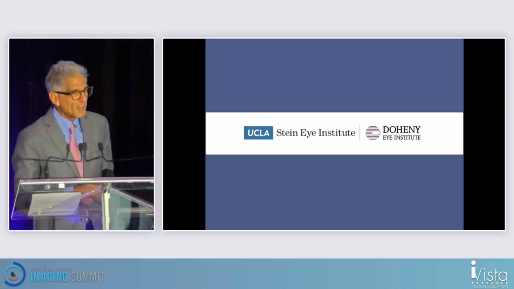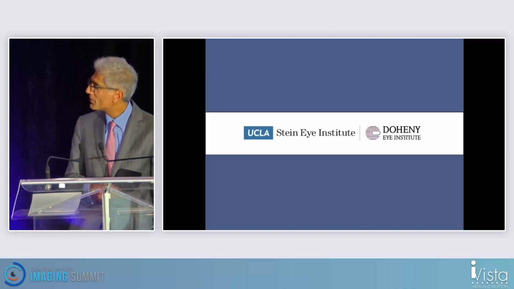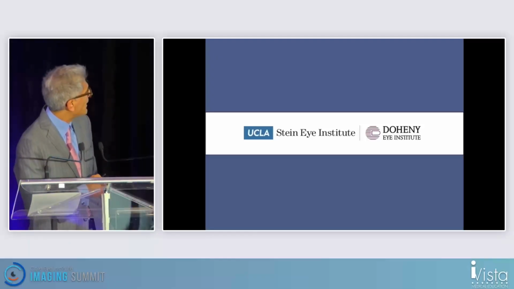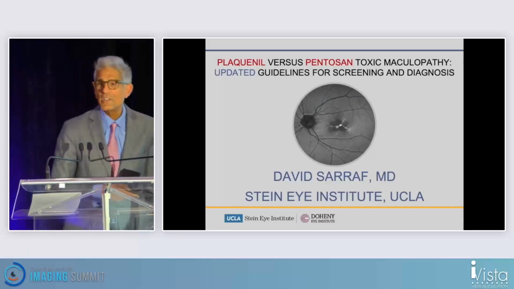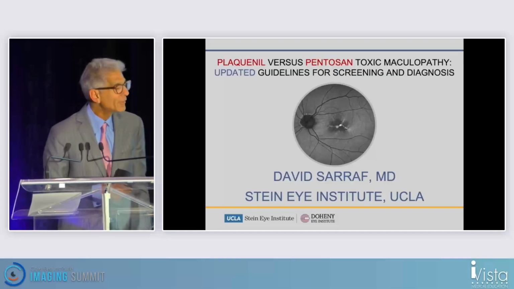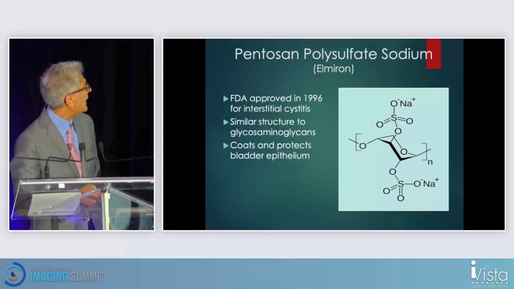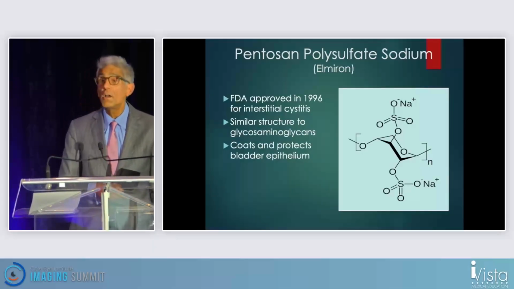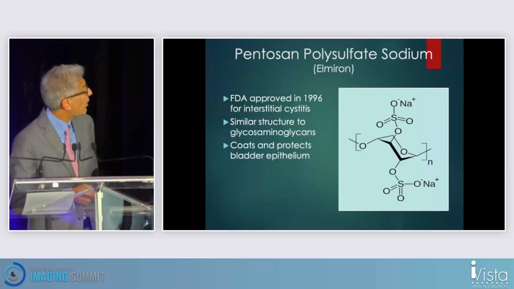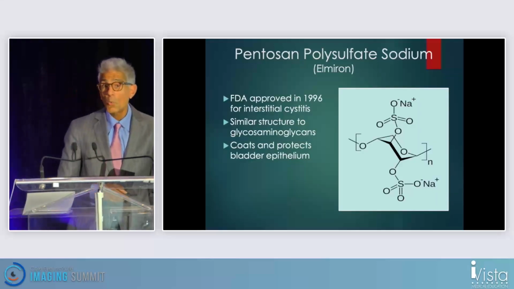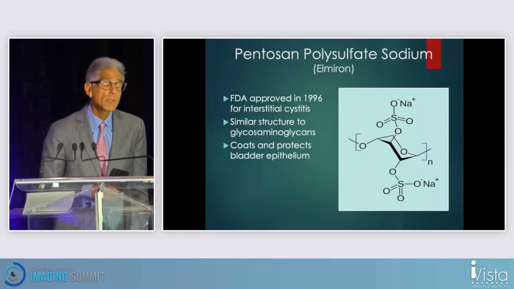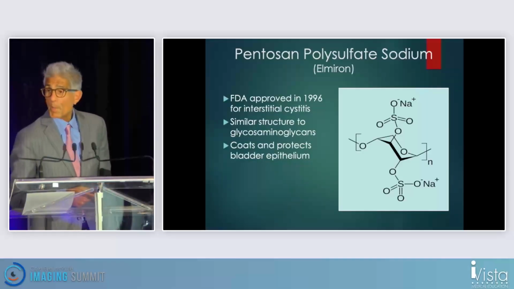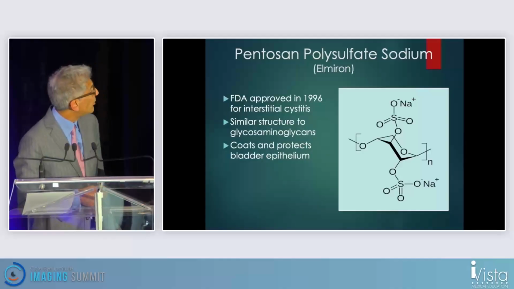Completely shift gears and talk about toxicity to give you a sufficient breadth of information. And retinal toxicity is another area that we have great interest in at UCLA. And in particular, we have done a lot of work in the area of pentosan polysulfate toxicity, or what is referred to as Elmiron. I know they use this drug here in Canada as well. We published some papers in Canada too on this subject.